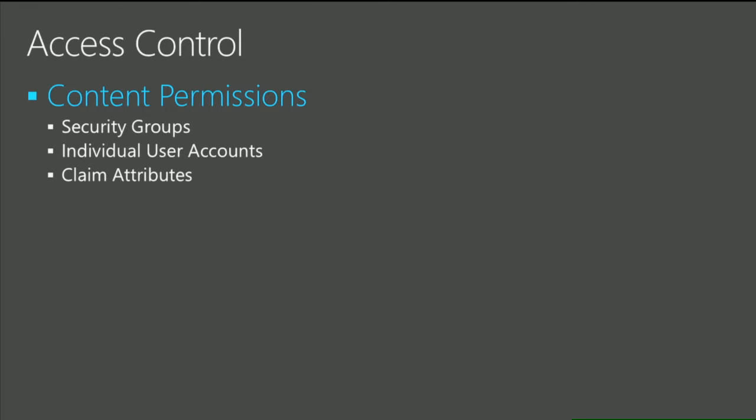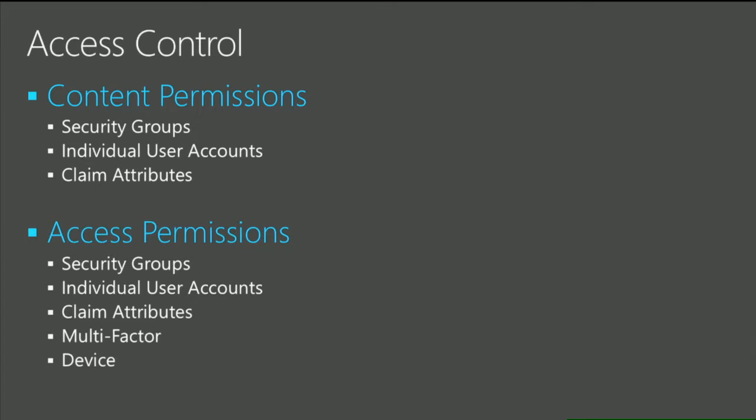So access control. When we're looking at content permissions, we're going to be using these three specific things: security groups, user accounts, and everything else. But access permissions can be done a little bit differently. So you still have the three standards: security groups, user accounts, and claim attributes, but now we have multi-factor. You can't apply out of the box multi-factor to content permissions. You have to get something else to do that, to say, I've got a Word document, you have access, but I also require something else from you.